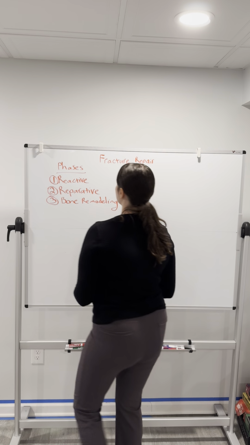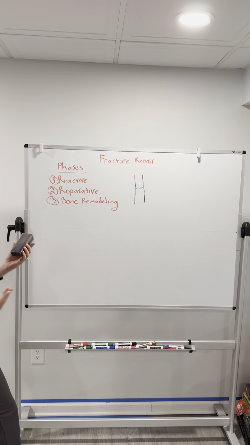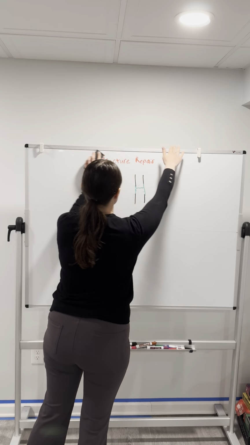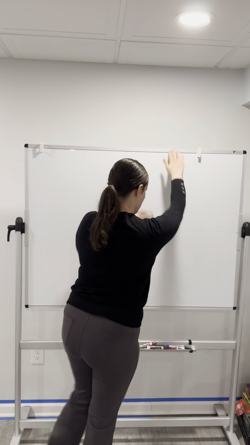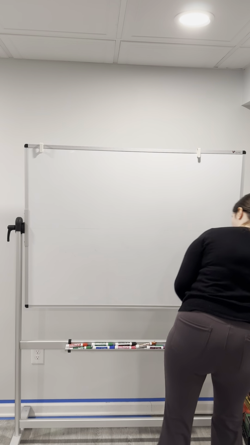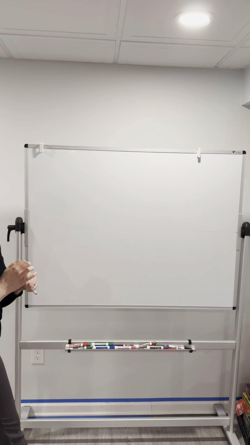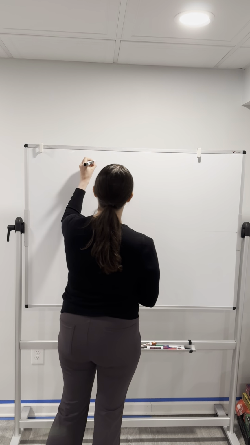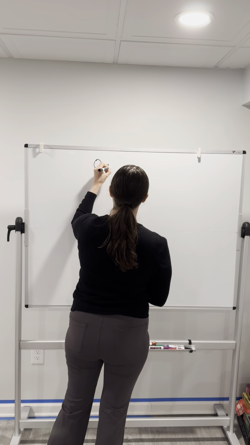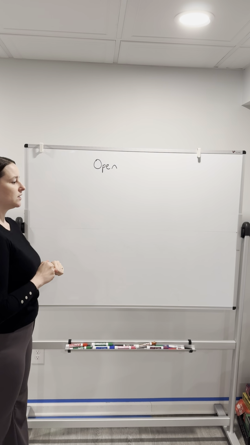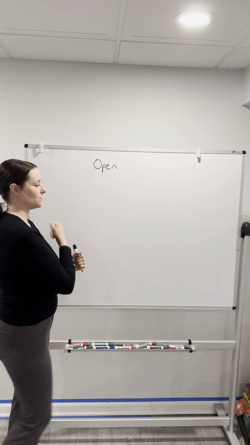So let's talk about the different types of fractures that can happen. So our first one is known as an open fracture, okay, also known as a compound fracture. And this one just means, it's a very general term, it means that the bone has pierced through the skin, okay, open or compound, the bone has pierced through the skin.